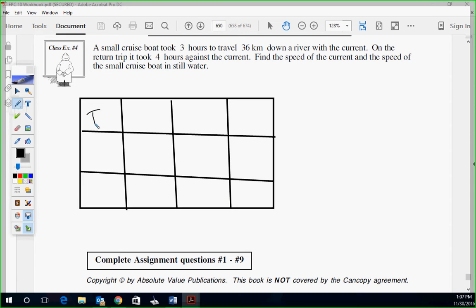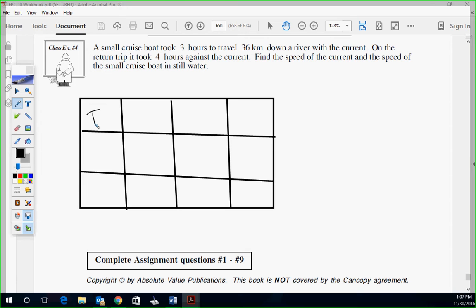Okay, so our topic. We have a small cruise boat that took 3 hours to travel 36 kilometers down a river with current. On the return trip, it took 4 hours against the current. Find the speed of the current and the speed of the small cruise boat in still water.